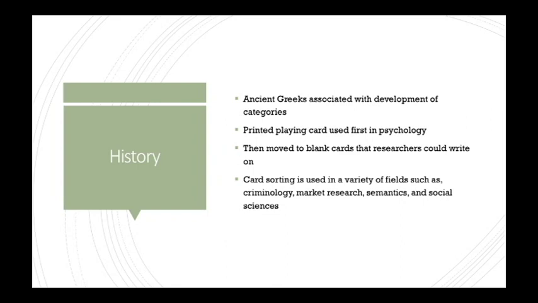And then after this, they were joined by blank cards on which researchers could write words and then they could categorize them by subjects. They were then used in memory function, imagination, and ink blots on cards. And some of these developed into what is now considered to be standard testing for neurological damage. It is used in more than just the field of usability and psychology. It's used in criminology, market research, semantics, and social sciences.